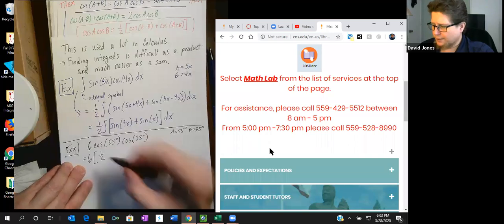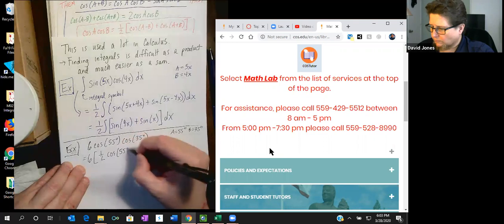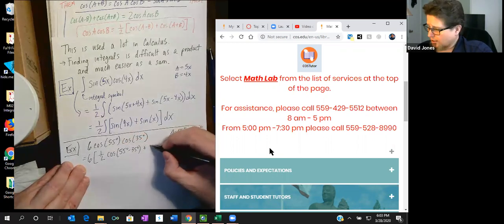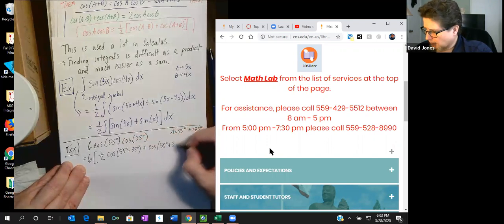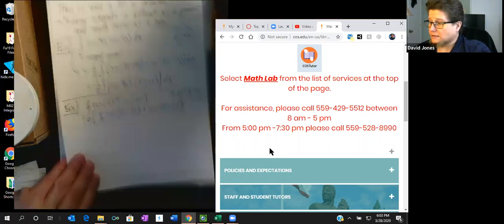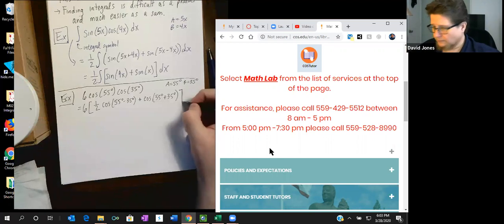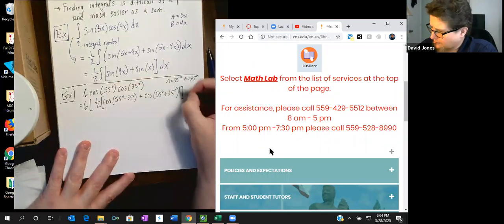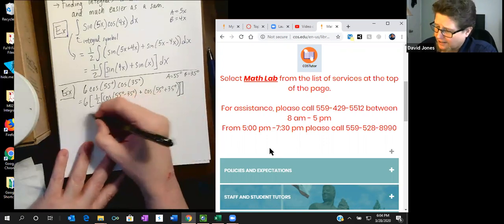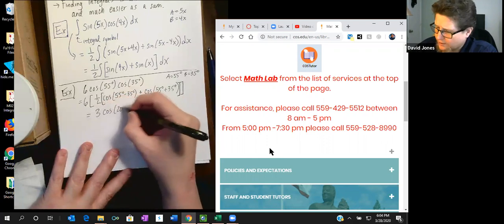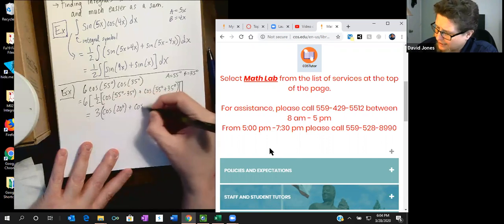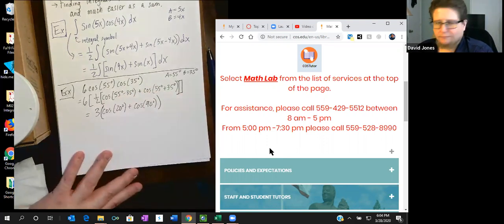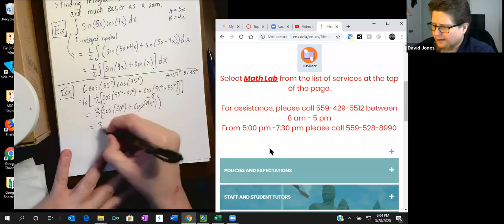I have cosine of A minus B plus cosine of A plus B. So the 6 times the 1/2 hits it right away. I've got 3 times cosine of 20 degrees plus cosine of 90 degrees. And what's the cosine of 90 degrees? 0. So this just simplifies to 3 cosine of 20 degrees.